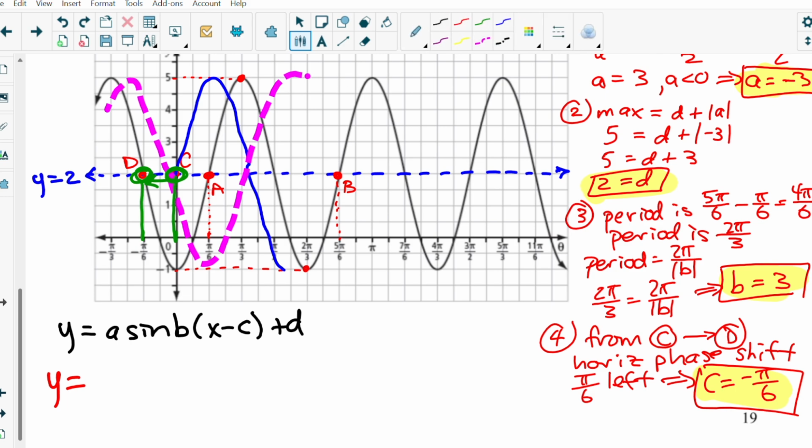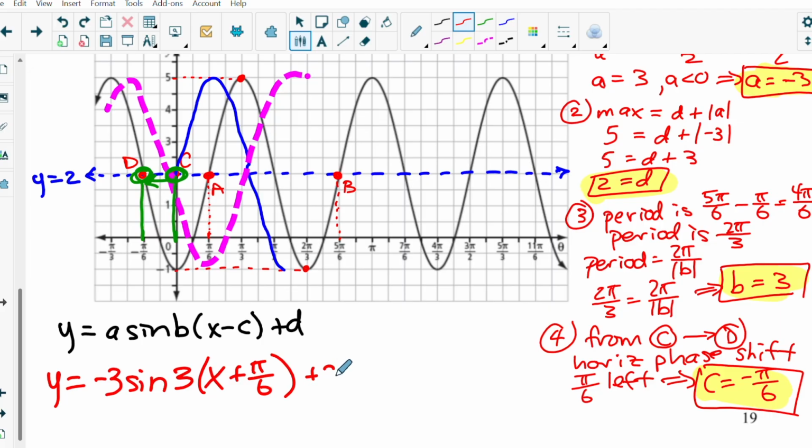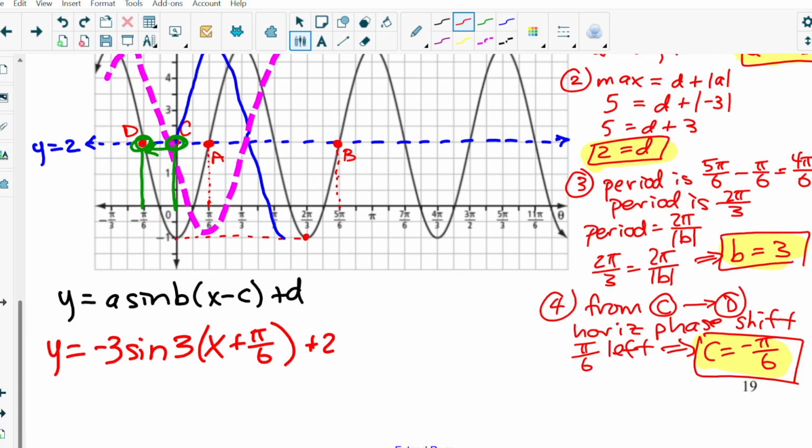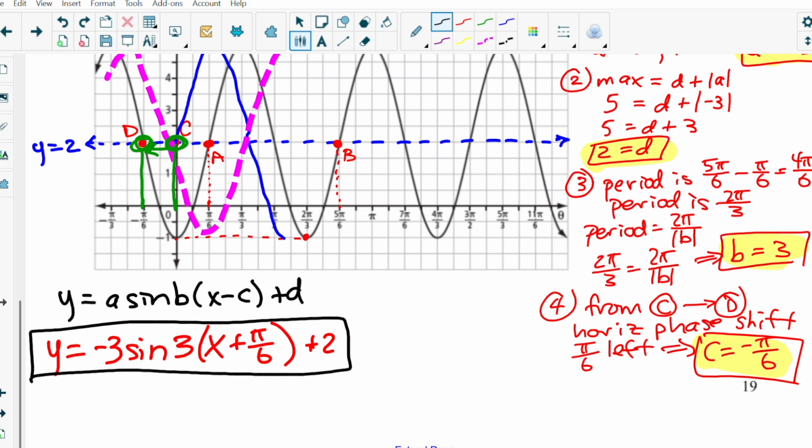Okay, so Y equals A value negative 3 sine of B value 3 times x minus negative pi over 6, the C value, the horizontal phase shift, or plus pi over 6, and then plus D, plus 2. Okay. So that's our equation in terms of sine.